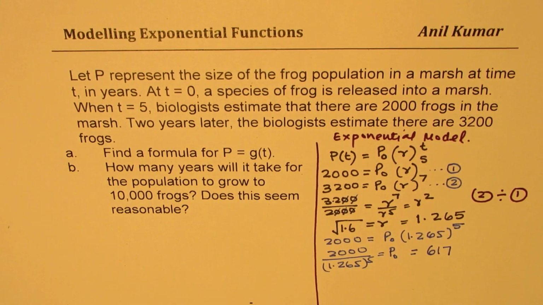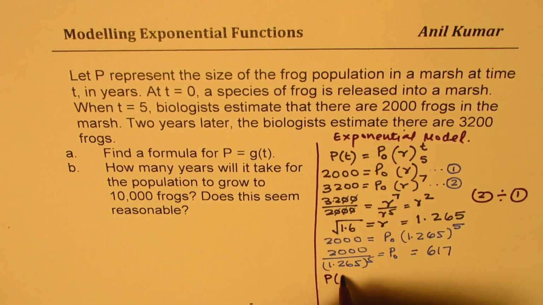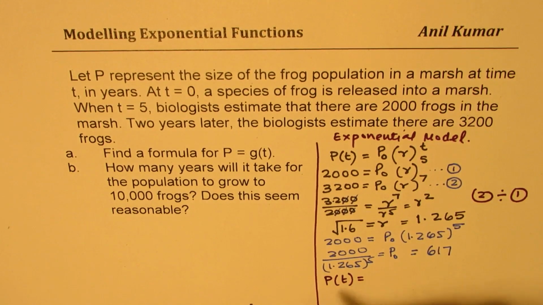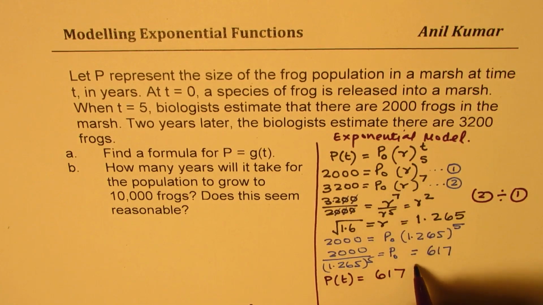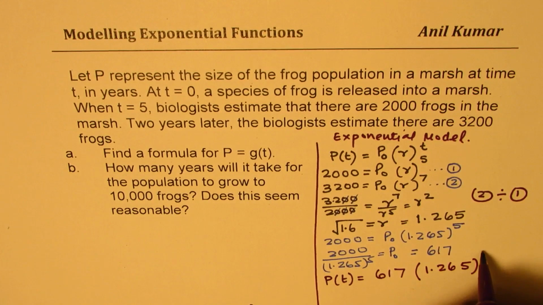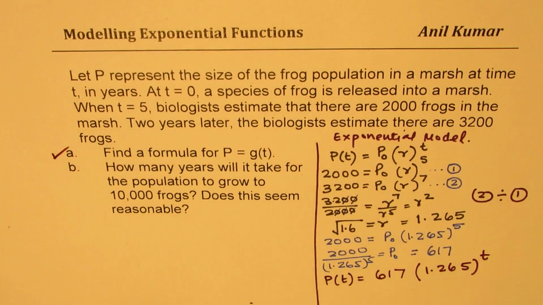So we'll take 617 as our initial population, and that gives us the formula, which is P of t, at any time the frog population, and t is years since it was introduced, it is equal to 617 times 1.265 to the power of t. So we've done part 1.